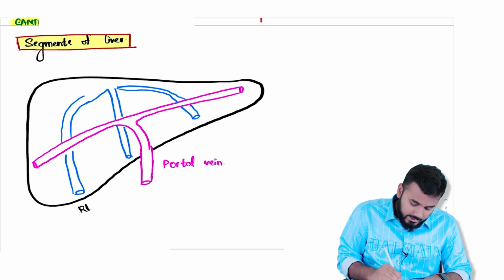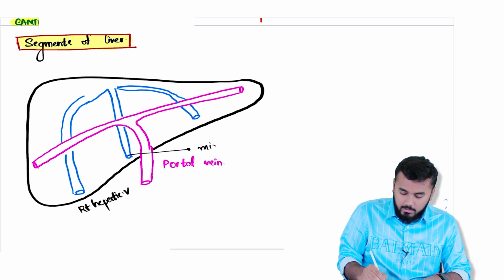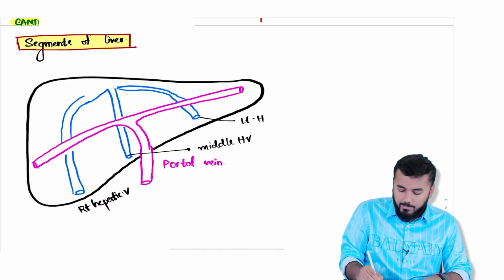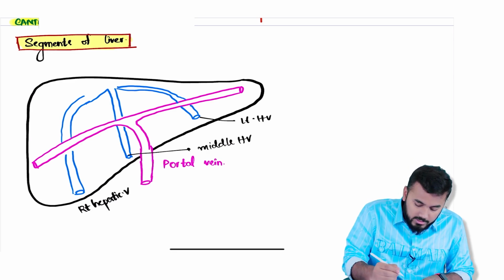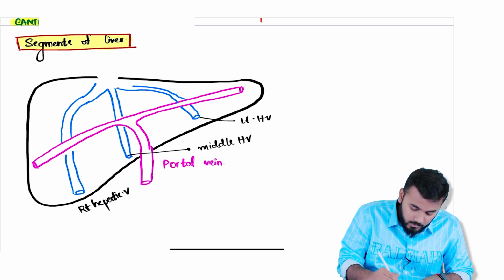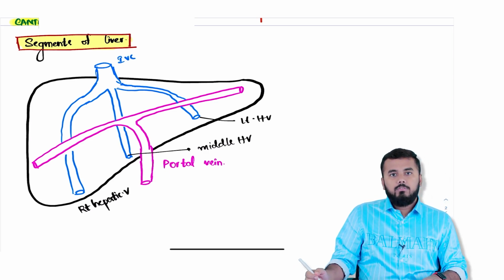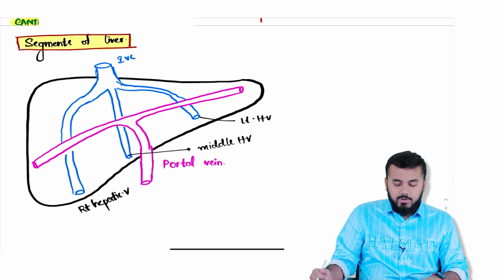This is called the right hepatic vein, this is called the middle hepatic vein, and this is called the left hepatic vein. These 3 hepatic veins together join and drain into a large vein. All of you know the name of that vein. Look here. All these 3 veins join together and drain into a large vein. This is called the inferior vena cava, which I told you previously, right? So this is the inferior vena cava.